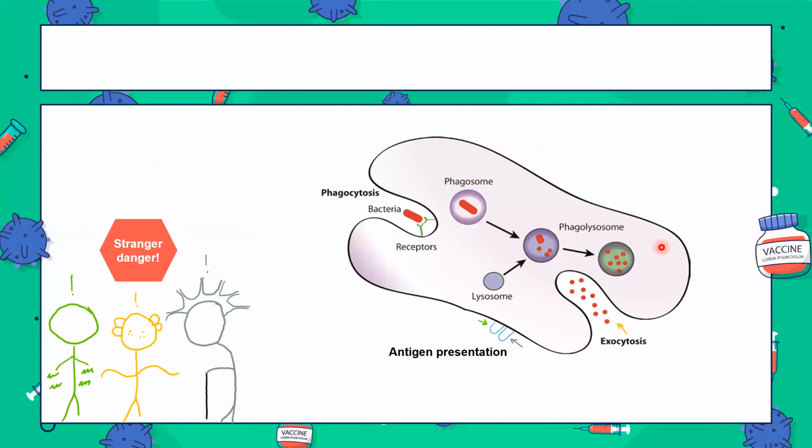Do you guys remember this process that I showed you in the previous lecture? What was it called? Phagocytosis, perfect. So phagocytosis plays a very essential role in the beginning of everything that we're going to talk about.